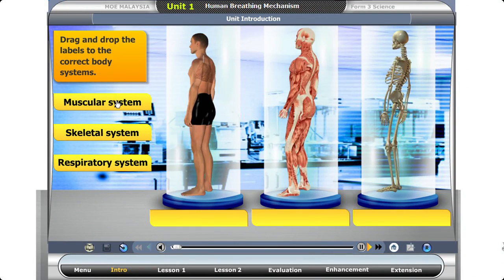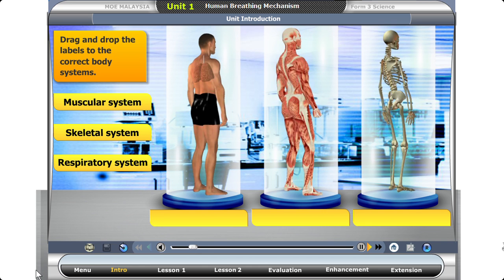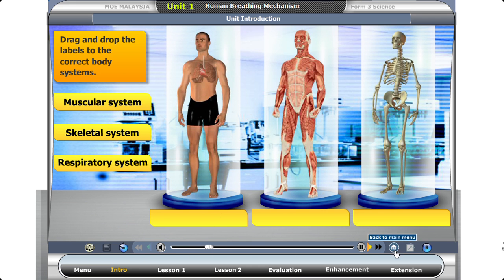Our body has many different systems that work together to help us function properly. Drag and drop the labels to the correct body system.